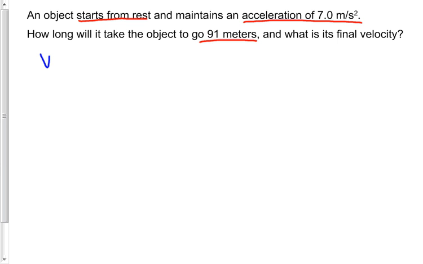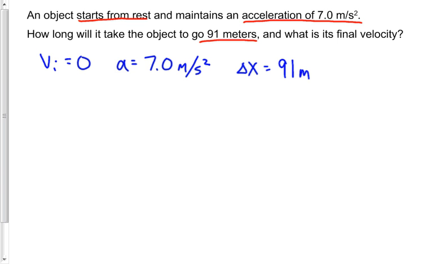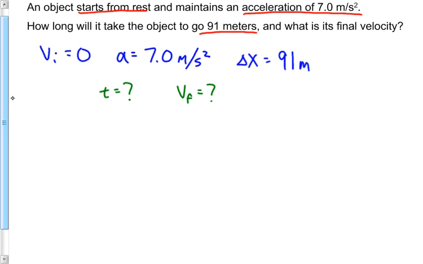We've got starts from rest. Initial velocity is equal to 0. We know that the acceleration is 7.0 meters per second squared, and that we're wanting it to go 91 meters. That's a displacement. That's a change in position. So we're looking for a couple things. We're looking for time, and we're also looking for the final velocity. Once again, many ways that you can go about doing this. This will just represent one of the ways that you could potentially solve this problem.